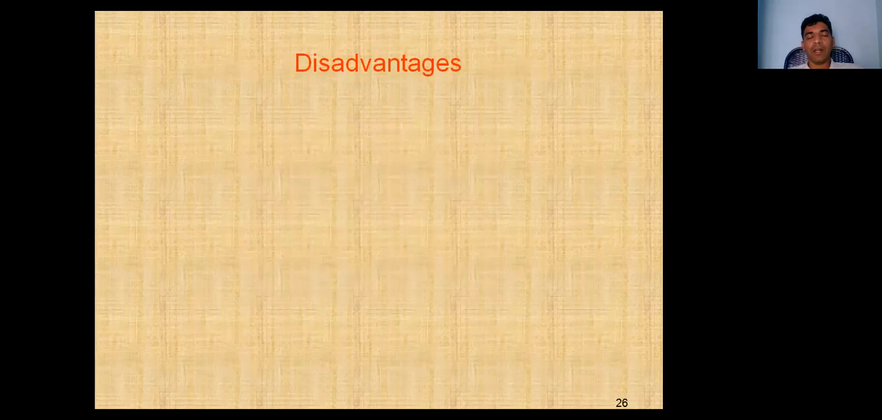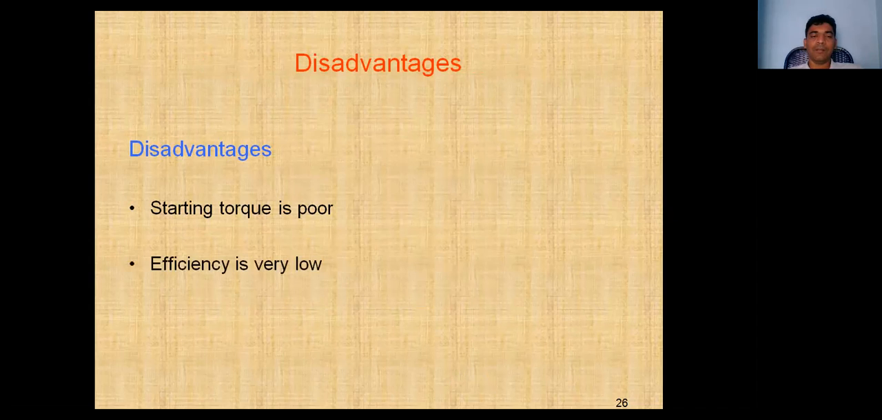Coming to the disadvantages. Starting torque is poor. We have already seen that starting torque is around 40 to 50 percent of the load. Efficiency is very low. It has more number of losses, hence the efficiency is very low. Very limited overload capacity.